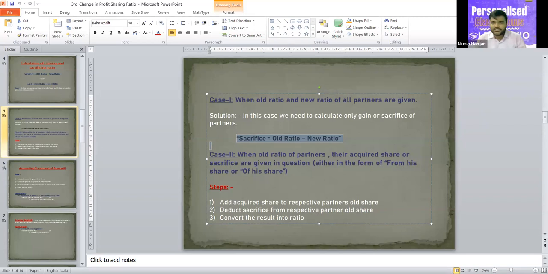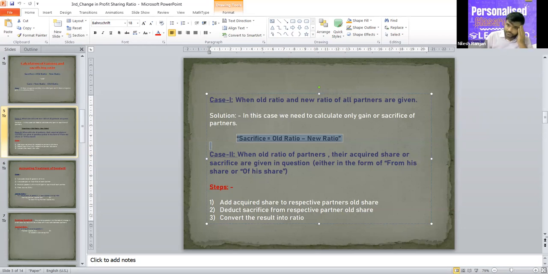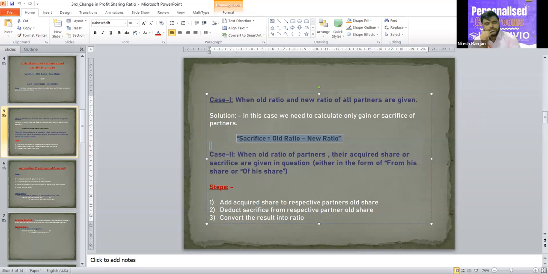So in the third, it will be 5/10 - 1/3, then 3/10 - 1/3 and 2/10 - 1/3. What about question number 4? Here, I multiplied. A's profit is equal to 3 divided by 6 into 18,000. And the general entry I couldn't do.